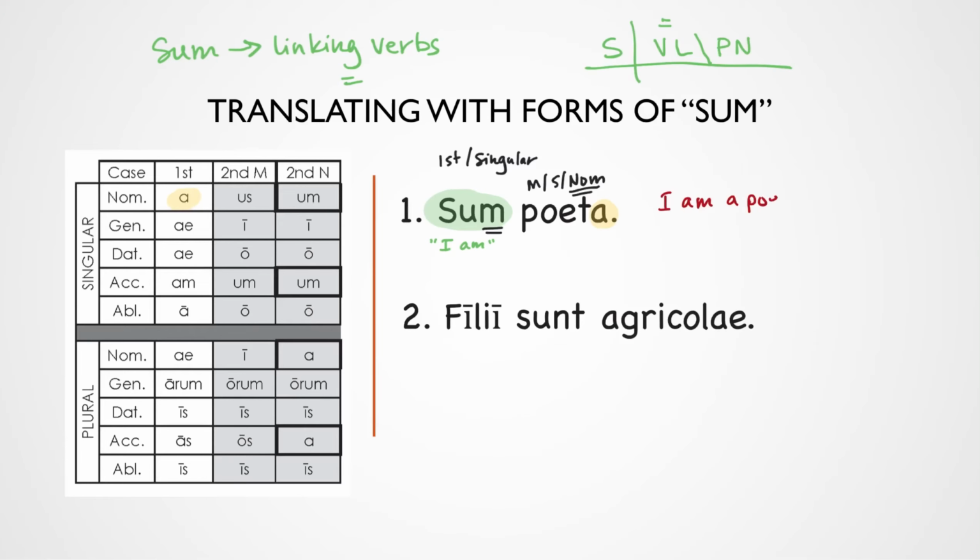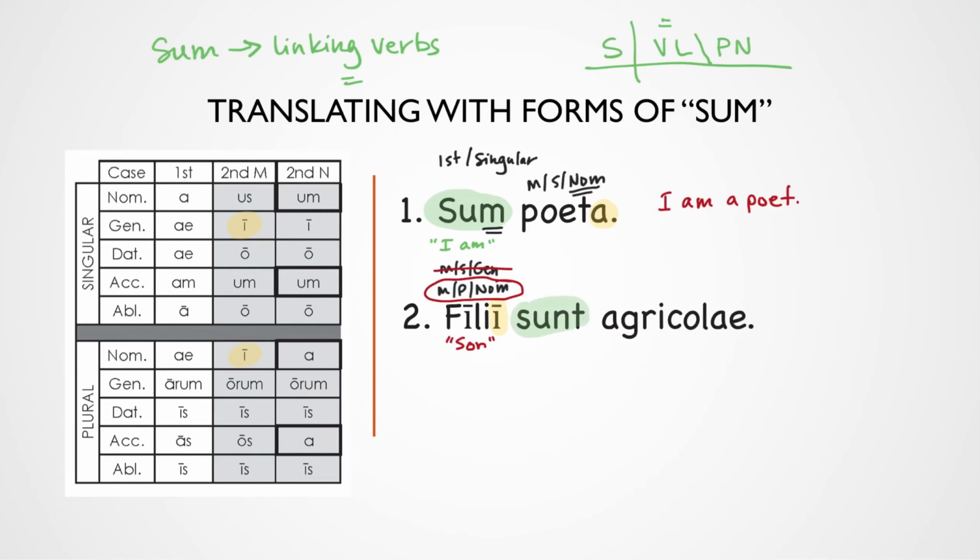Number 2, filii sunt agricolae. Let's start with filii. Okay, the ending is just that long i at the end, which means it has two possible forms, masculine singular genitive and masculine plural nominative. The nominative is most likely going to be the one we are using because since genitive is a possessive noun adjective, it doesn't really have anything to modify right now. So we'll use the nominative form.